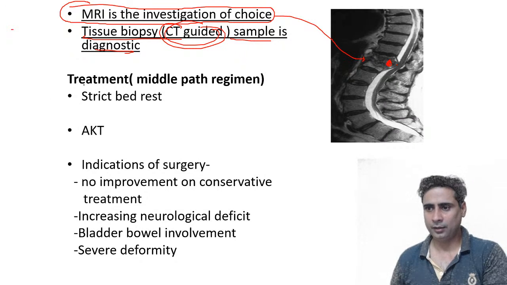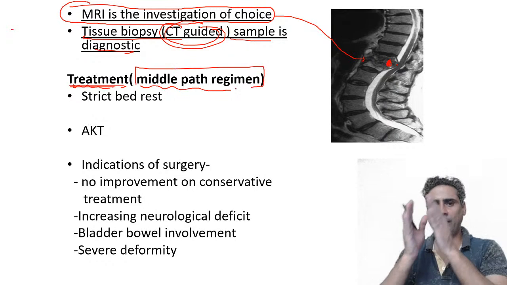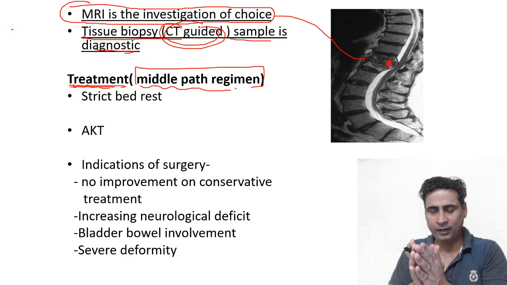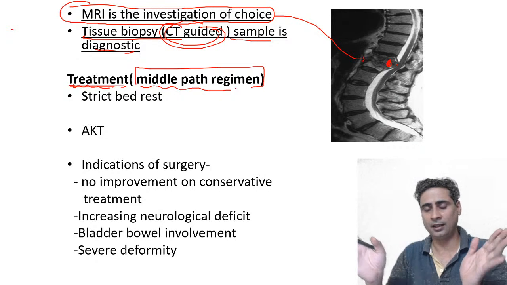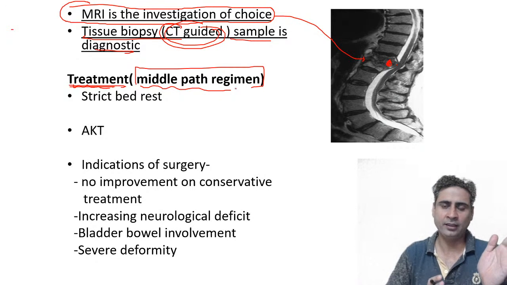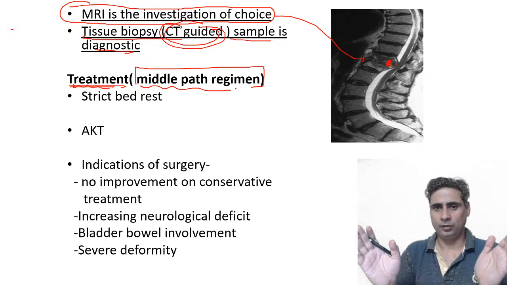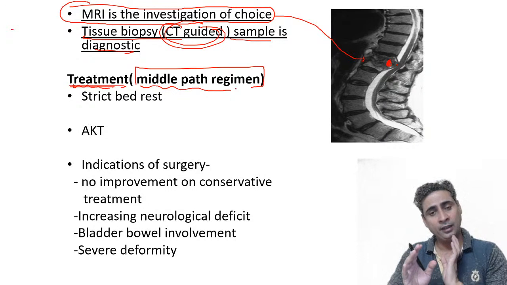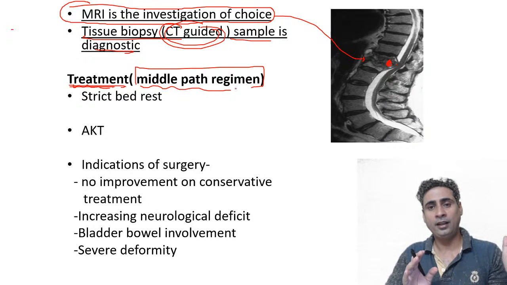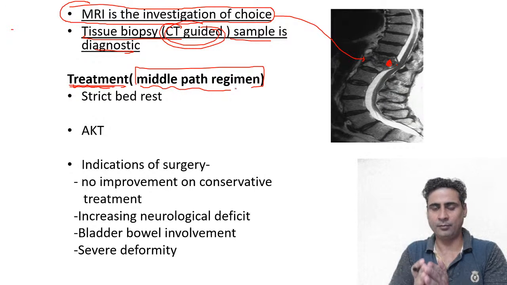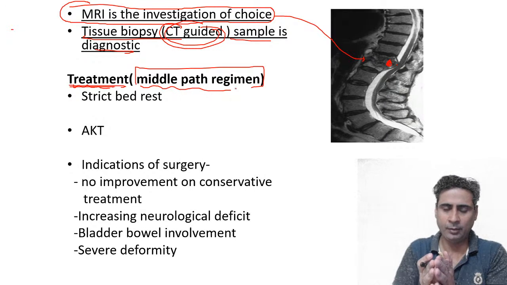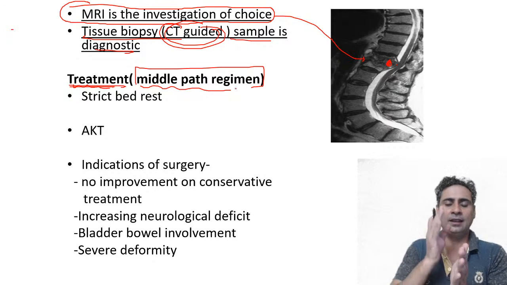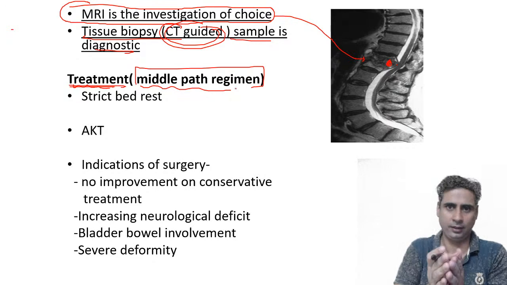In treatment, very commonly used in India is the middle path regime. What is the middle path regime? Middle path means we are taking a path which is middle between conservative and surgical. Neither are we too aggressive to go ahead with surgery immediately, nor too conservative that we are continuously treating conservatively. We start with conservative treatment, and as soon as there is any indication for surgery, we do surgery.